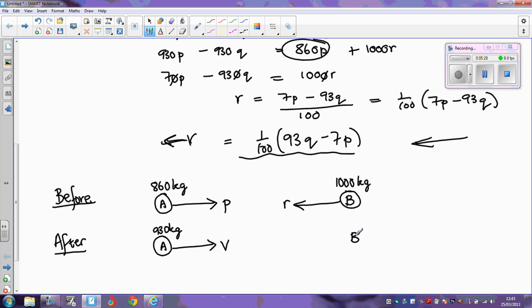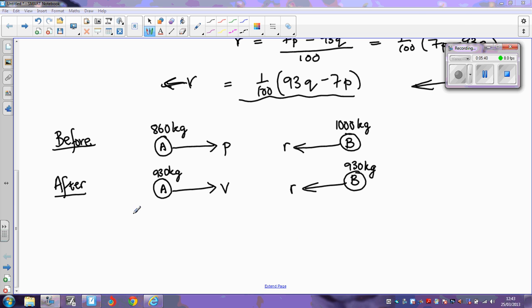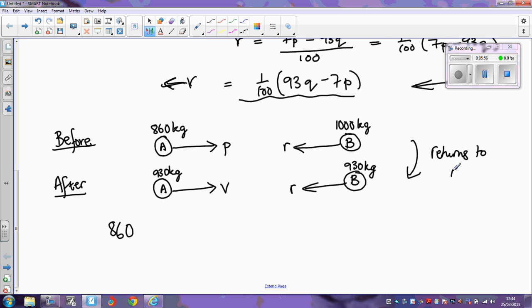We're told, though, that B, once the passenger has got out, goes back to being 930 kilograms and continues with speed R. Okay, so let's have a look at the conservation of momentum now. We've now got mass times velocity for boat A before this incident, and the incident that's happening here is that the person returns to boat A.